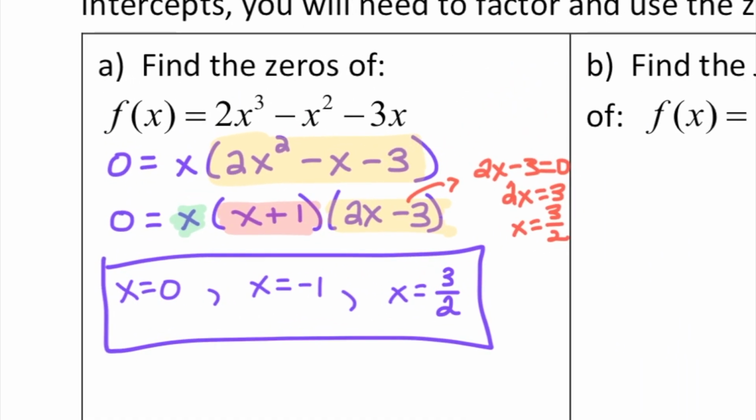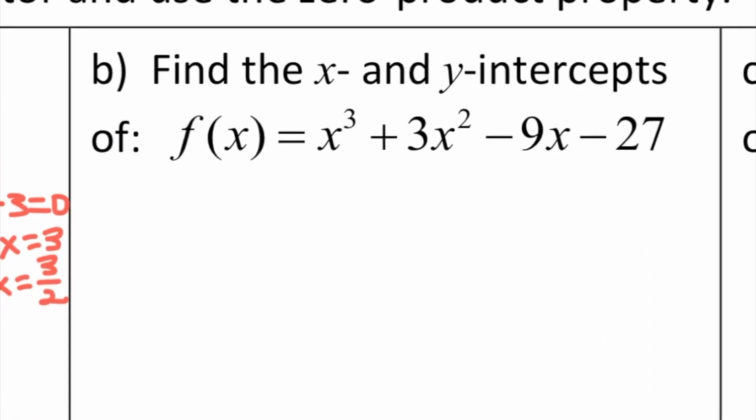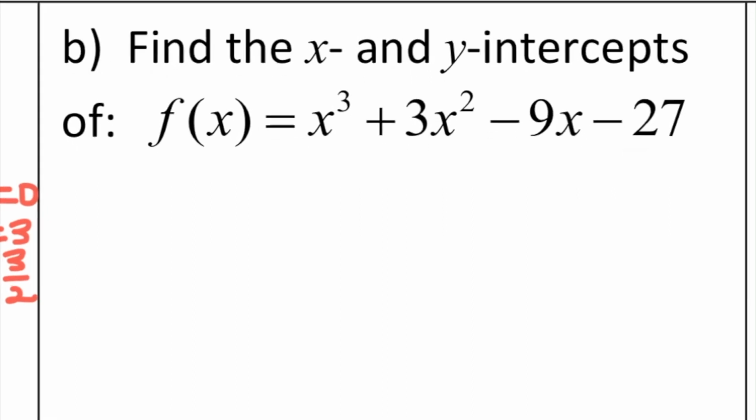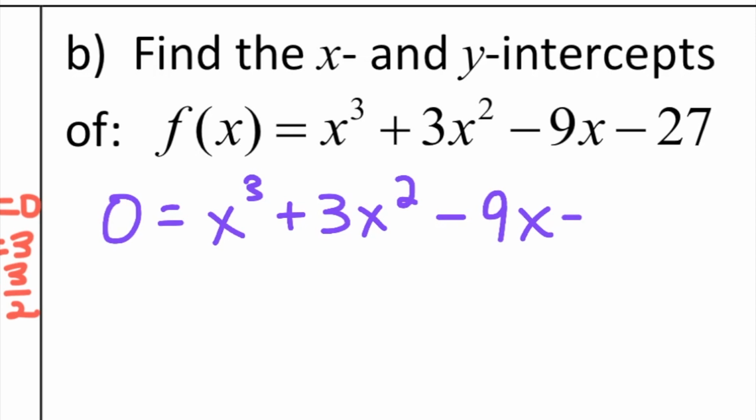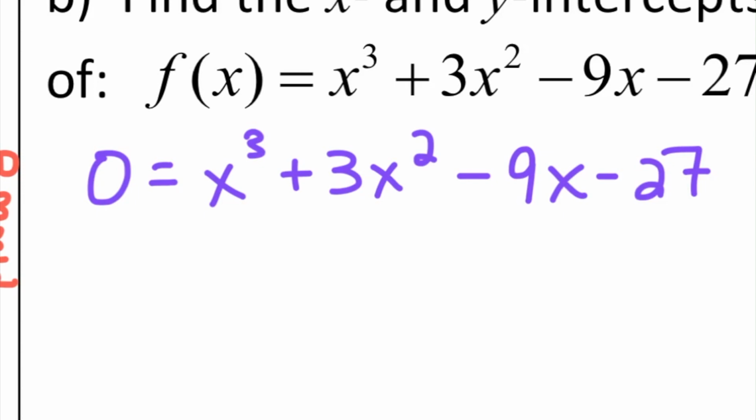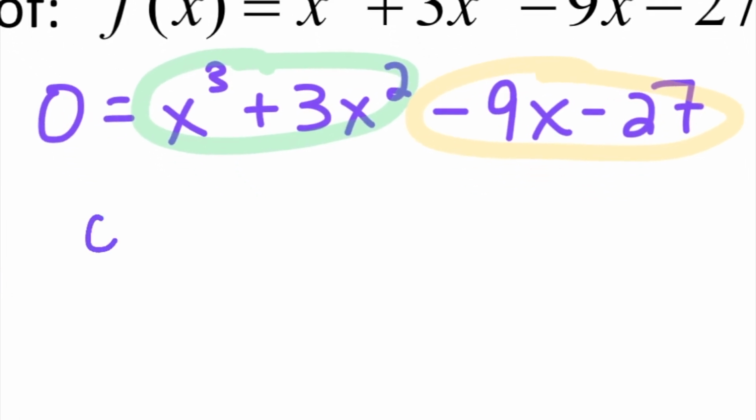Now for B and C, you find the x-intercepts the same way as you find zeros. It's essentially the same thing. So here, for these x-intercepts, what you want to do is 0 equals x cubed plus 3x squared minus 9x minus 27. 4 terms, therefore it's grouping. Remember that you do grouping by looking at 2 terms at a time. So I'm going to break that problem down into 2 separate GCF problems. And in the first one, I can factor out x squared, and I'm left with x plus 3.